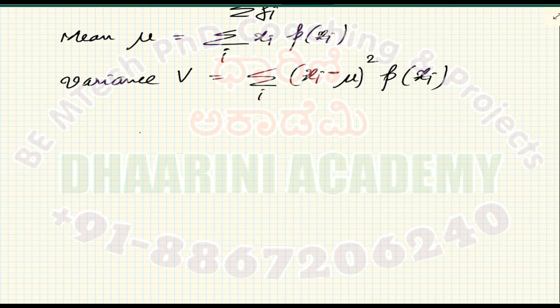So if you recall, there is one more term called the standard deviation. The standard deviation is denoted as sigma because variance is sigma squared. So this is nothing but the root of that V.